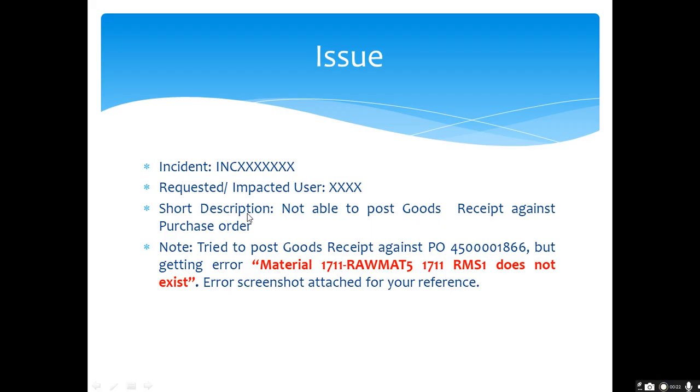Here you can see the user has provided some information about this issue. In the short description, the user is saying he is not able to post goods receipt against a purchase order, and in the note section he has provided more information. He tried to post goods receipt against one purchase order. He has provided the purchase order number, and while performing goods receipt, he is getting an error: Material 1711 RMS1 does not exist, and he has provided an error screenshot.